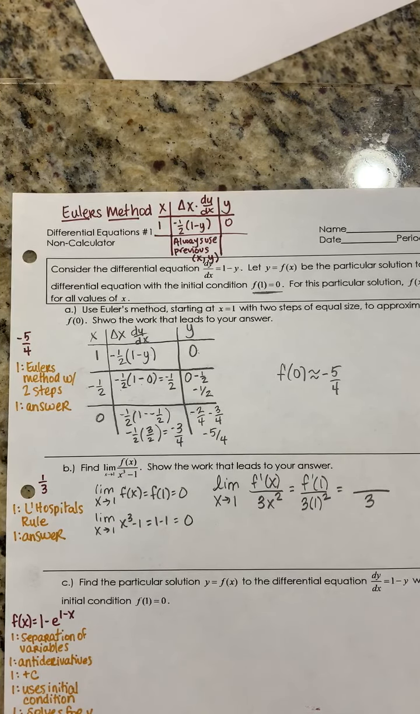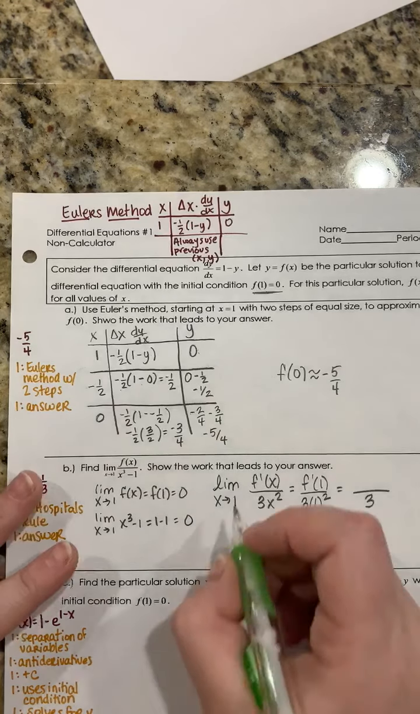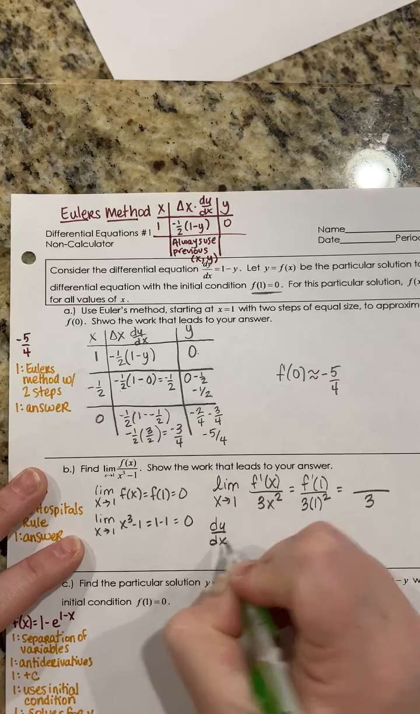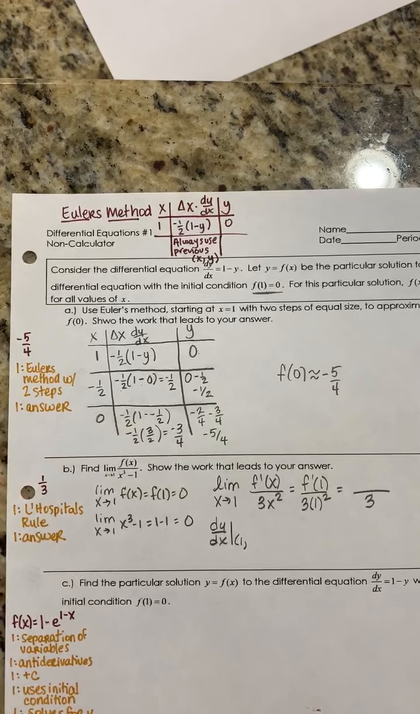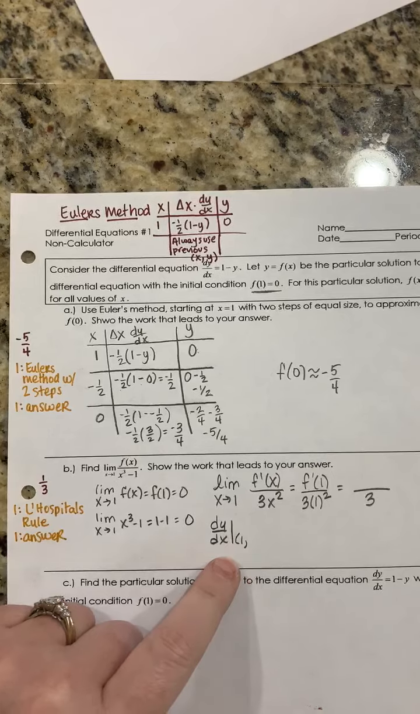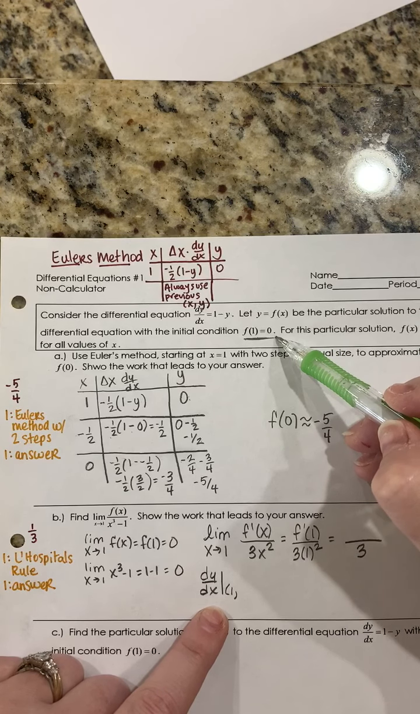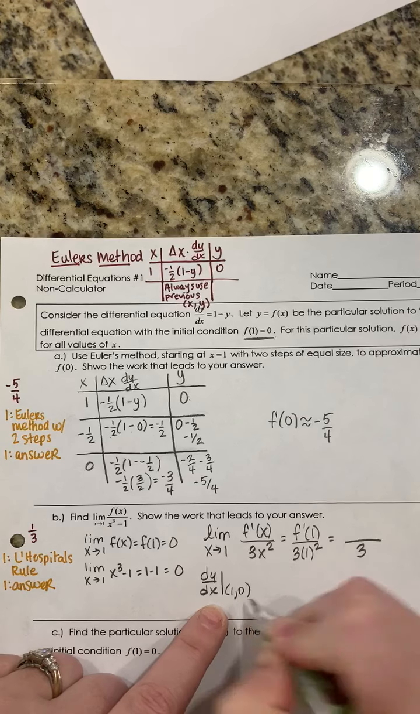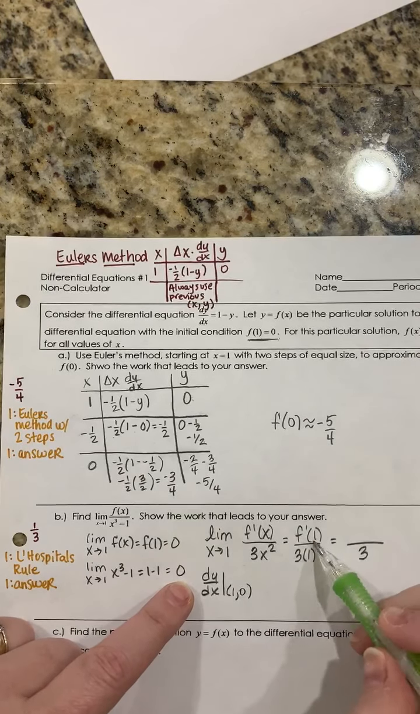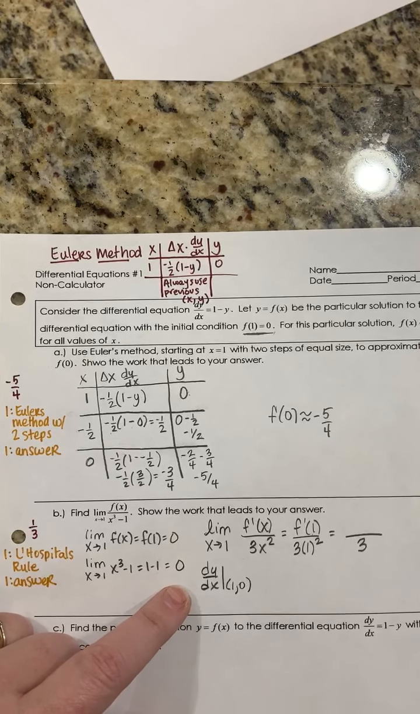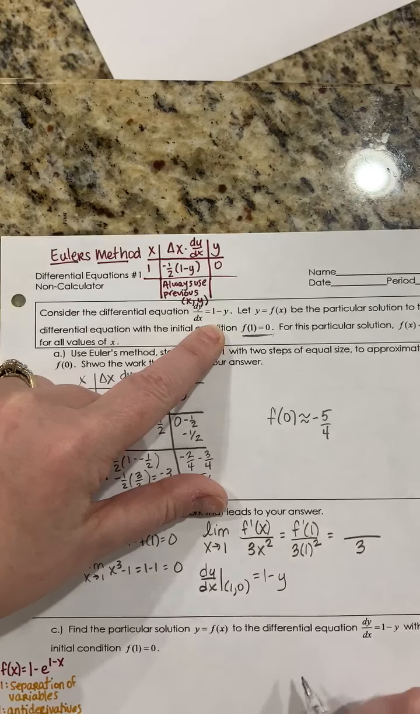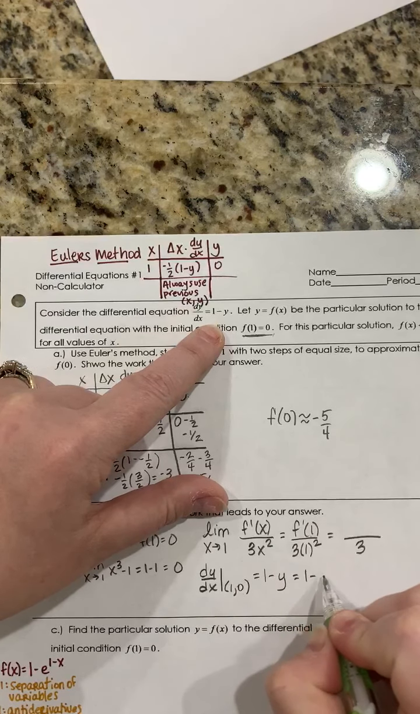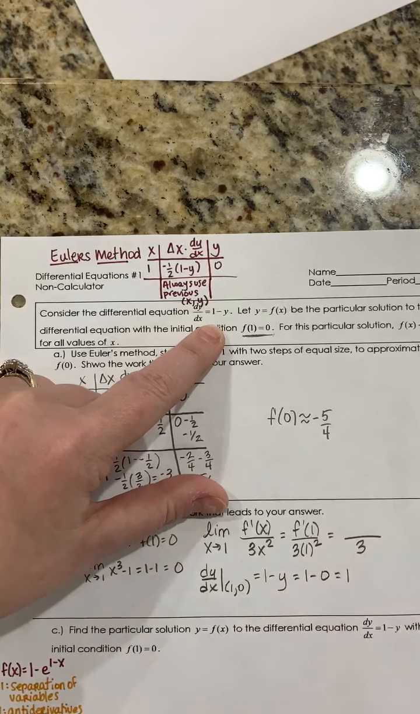Now, how do I find f prime of 1? That's the same as saying, what is dy/dx at x equals 1? Well, when x is 1, what is my y value? Back to our initial condition, when x is 1, y is 0. So we need to find our derivative at 1, 0. We have a formula for our derivative: dy/dx is equal to 1 minus y. Our y value was 0, so 1 minus 0, so 1.